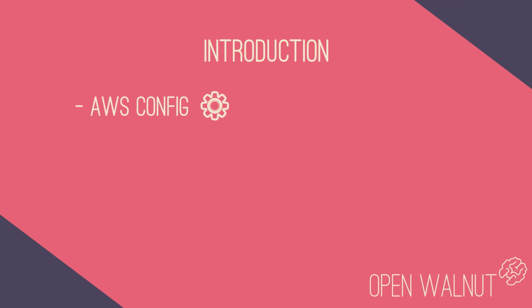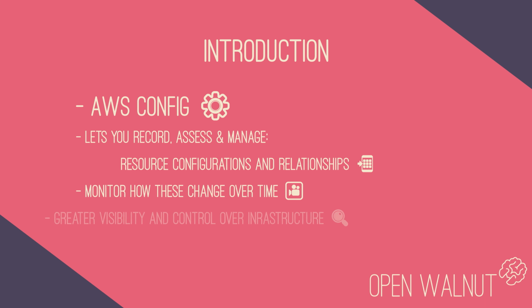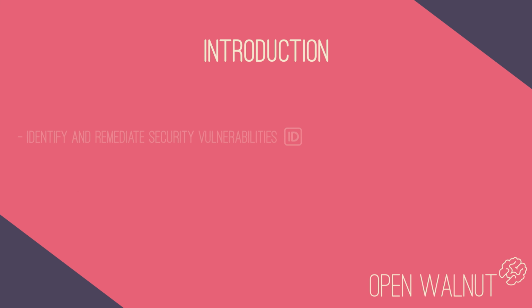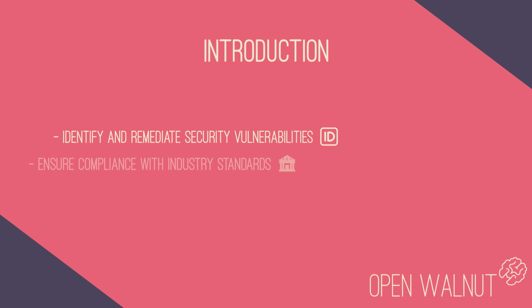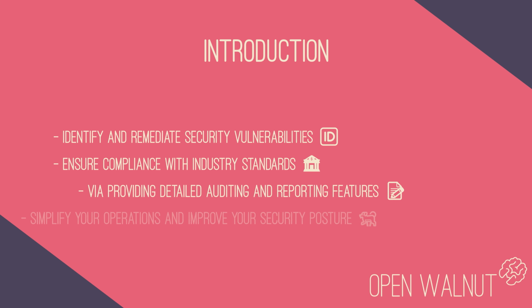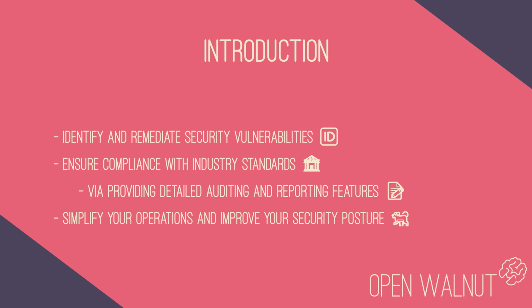AWS Config is a powerful tool that lets you record, assess, and manage resource configurations and relationships within your AWS environment, and monitor how these gradually change over time. With AWS Config, you can gain greater visibility and control over your infrastructure, streamline resource management, and identify and remediate security vulnerabilities. Additionally, AWS Config can help organizations ensure compliance with industry standards and regulations by providing detailed auditing and reporting features. Whether you're managing a small AWS deployment or a large complex infrastructure, AWS Config can help simplify your operations and improve your security posture.